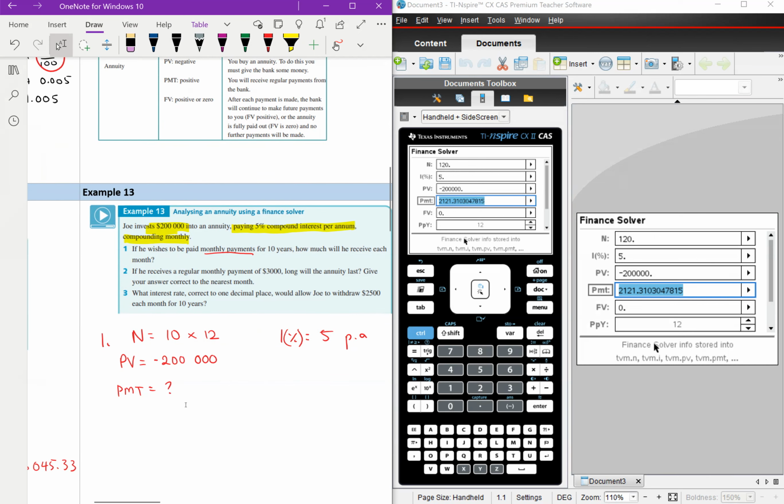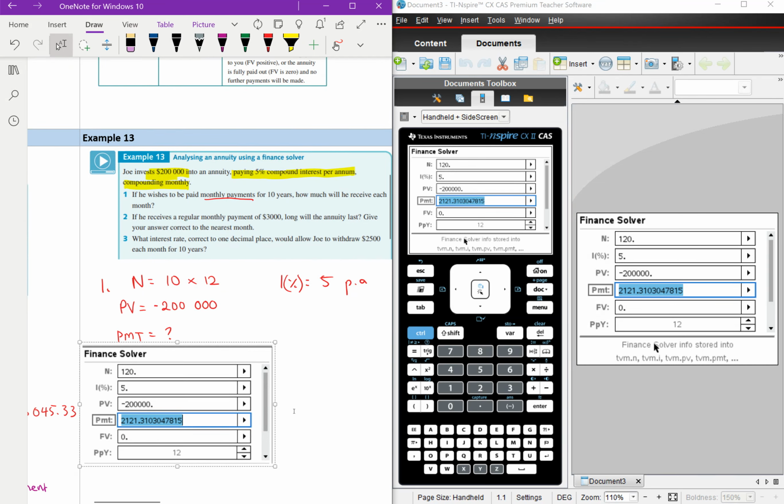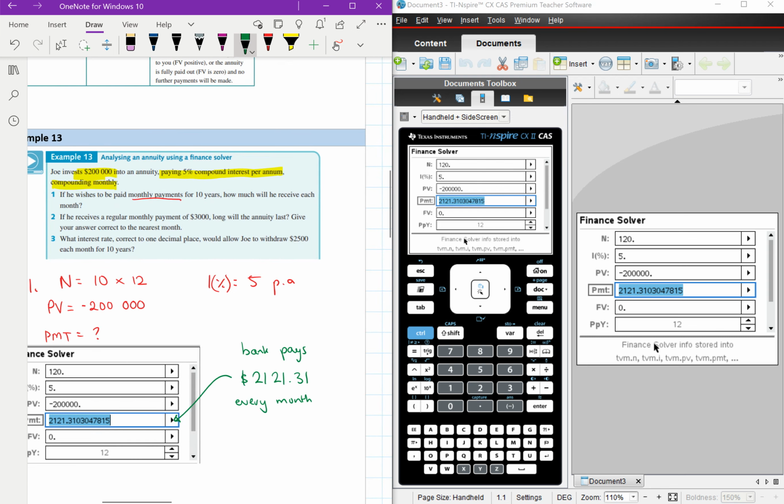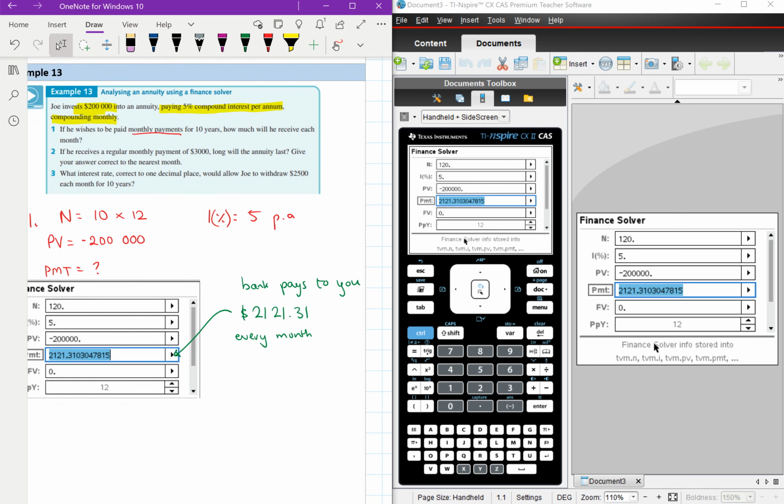Okay, so I'm going to put just down here so you can see. This is telling me that you're getting $2,021.31 every month. Bank pays to you. Okay, $2,021.31 every month. Now, the question is number 2. So that's answering the question: how much will he receive each month? Well, Joe will receive. I should write Joe instead of you.